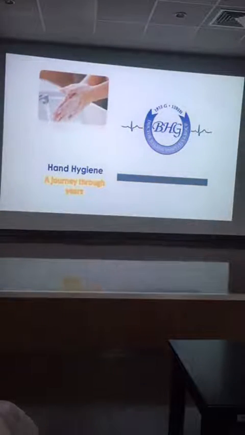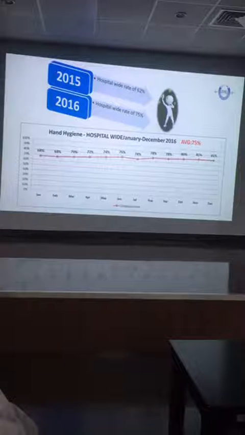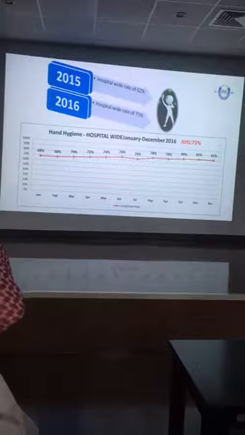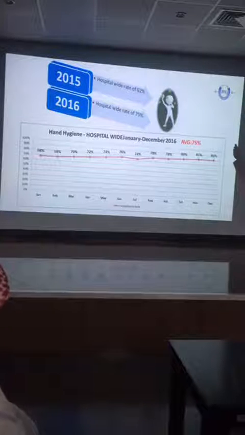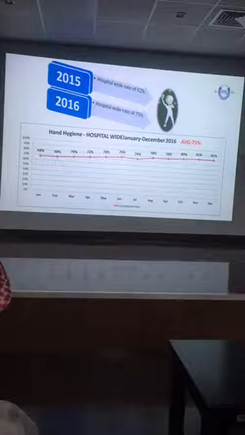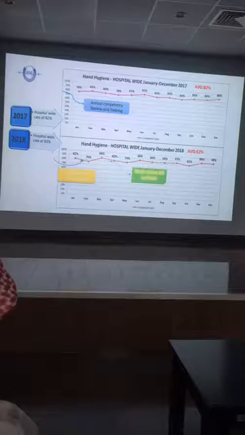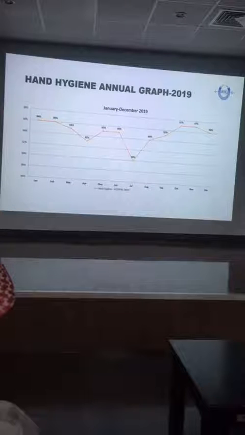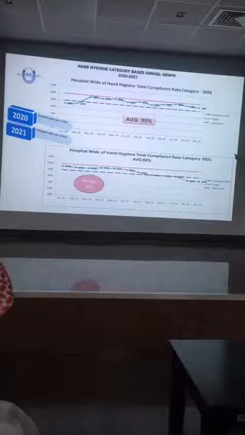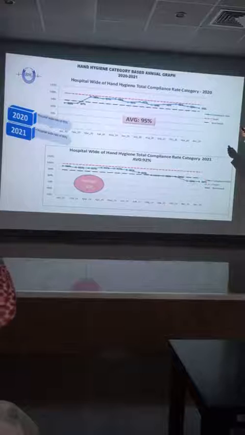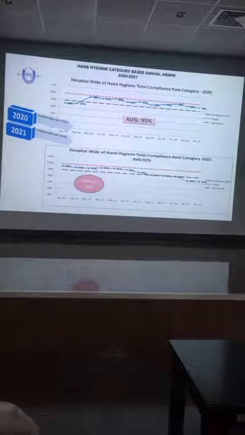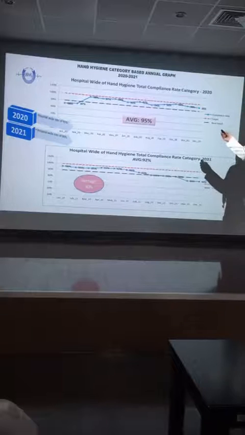So I just wanted to take you on a journey of hand hygiene in Baksh Hospital. From 2015-16, the hospital-wide compliance to hand hygiene in 15 was 62. It did improve in 16 to 75. And then in 17 and 18, it reached the mid-80s. In 2019, there was good compliance reaching the 90s. And in 2020, we reached the maximum because of the corona and everything. So everyone was obsessed with doing hand hygiene. Obsession is good sometimes.